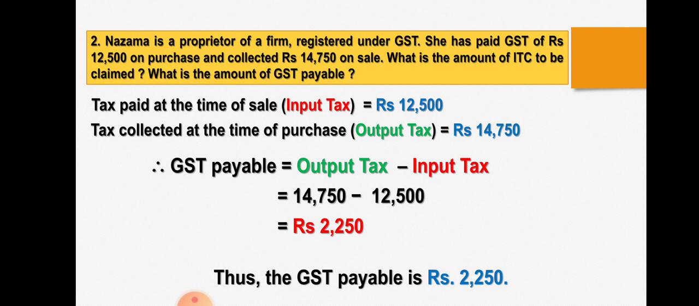So I hope you have understood what output and input tax are and how to find GST payable from these two questions. We just have to subtract and find the GST payable. Now moving on to your third question. First we'll read out the question and understand what is given.